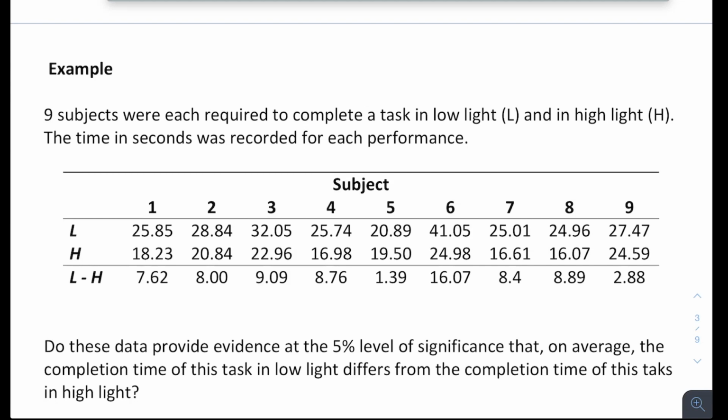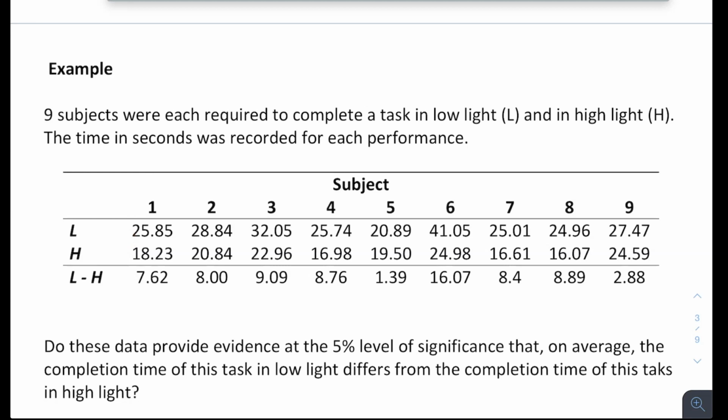9 subjects were each required to complete a task in low light and in high light. Time in seconds was recorded for each performance. So as you can see on the table, each subject did the task in low light. For example, this person took 26 seconds. And in high light, this person took 18 seconds. The difference between those two was 7.62 seconds, meaning the low light was higher than the high light. That makes sense since you might be able to see better in high light. So the low light task takes longer when it's higher.